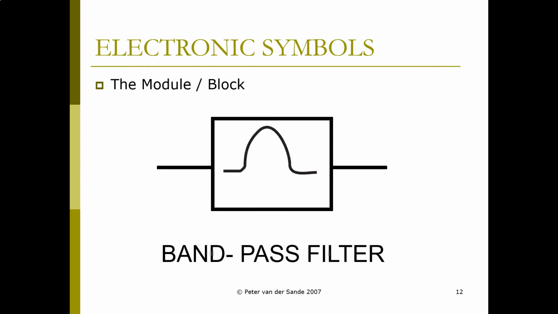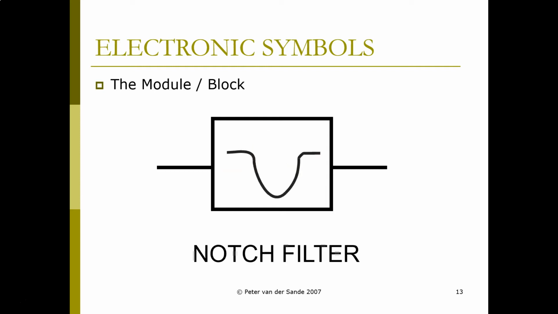And one was the band pass filter, which allows a certain band to pass through, with the lower left edge being the low frequencies and the right being the high frequencies. And the opposite of a band pass is called a band reject filter or a notch filter.